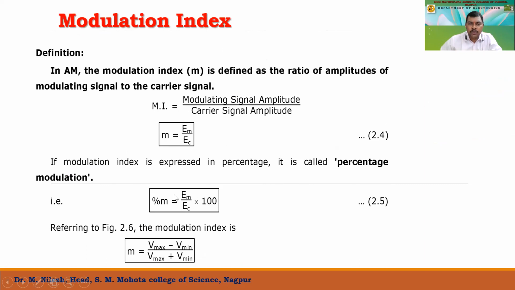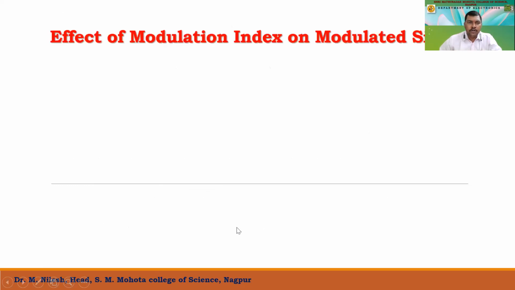Now this is very important, because we need to know how the waveform which we are expecting to get out of the modulation circuit appears. In percentage it can be written as Em by Ec into 100, and referring to figure 2.6, the modulation index will be Vmax minus Vmin divided by Vmax plus Vmin. So this is how we are going to calculate the modulation index. We will not go in depth into all the equations.